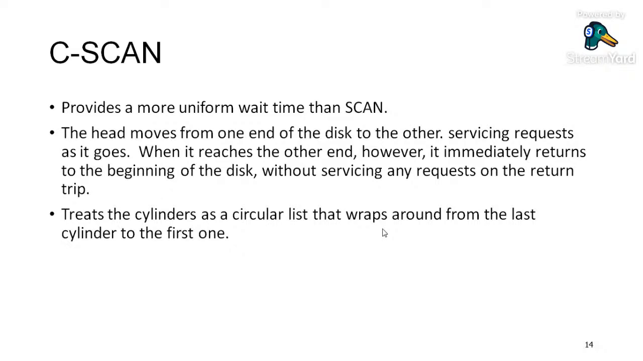When it reaches the other end, however, it immediately returns to the beginning of the disk without servicing any requests on the return trip. This is very important in the case of the circular list. It will not serve requests on the return trip. First, it has to touch the other end of the disk and then serve the next request. It treats the cylinders as a circular list that wraps around from the last cylinder to the first one.